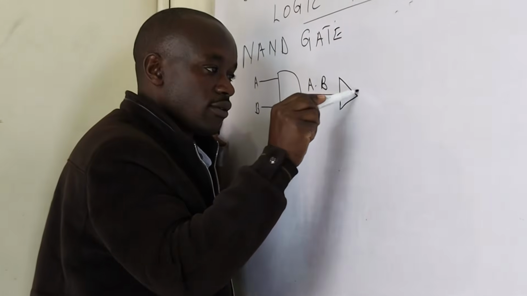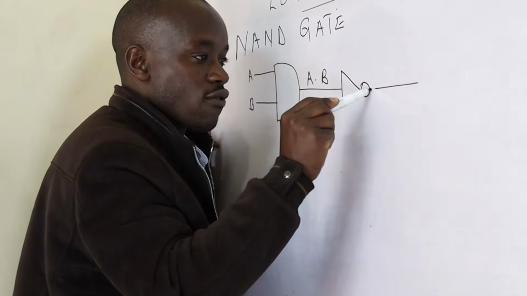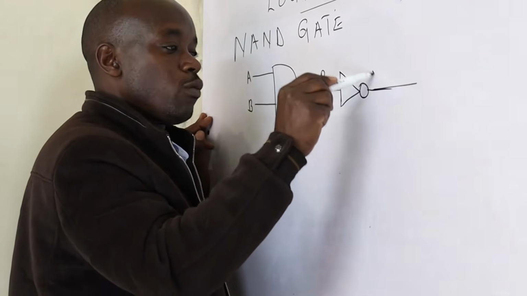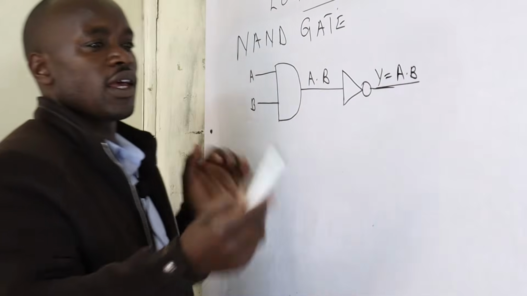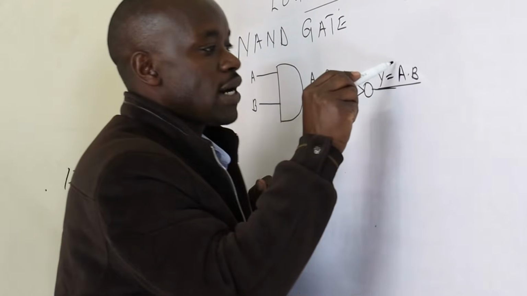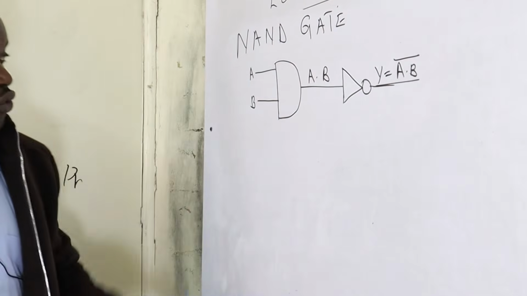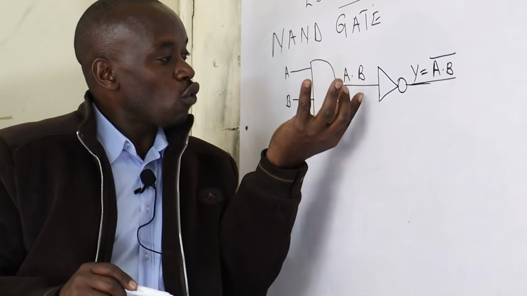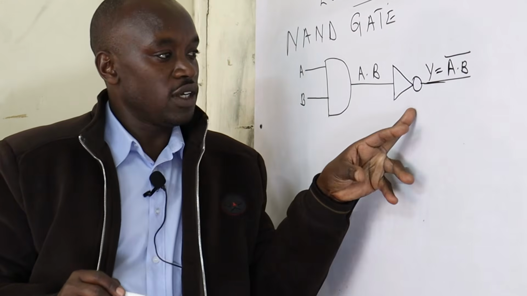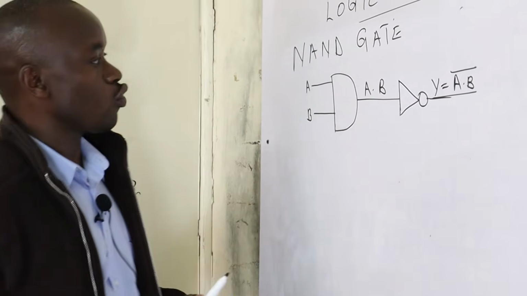Bring the NOT gate here, so that from there our output Y or F will be A dot B. How was the NOT gate behaving? Inversion, bar. So we can say in simple terms that the result of passing the output of an AND gate through a NOT gate resulted in a gate referred to as what?